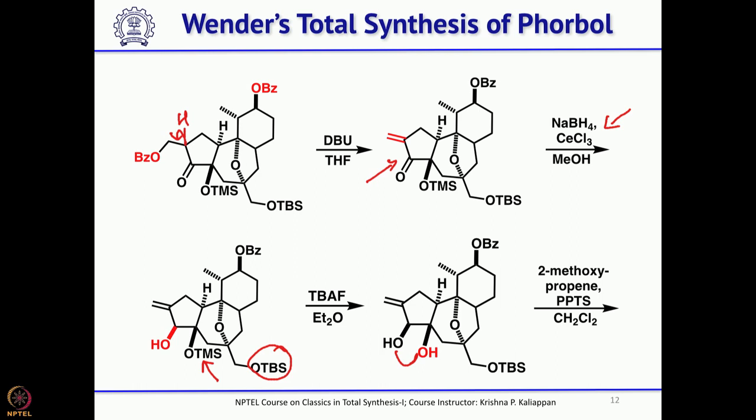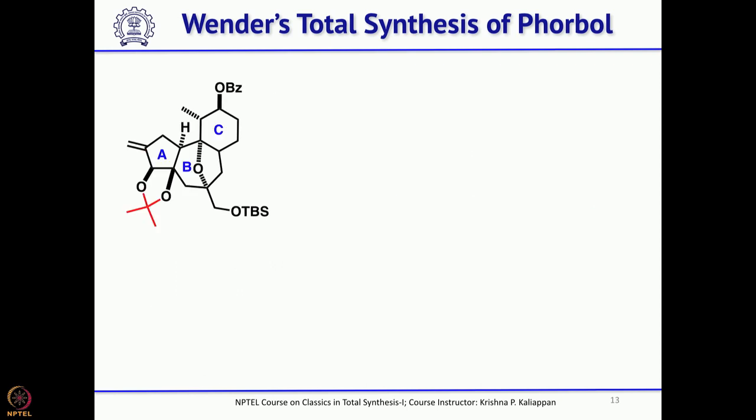So what Wender used was 2-methoxypropene. So 2-methoxypropene is this compound. Treat with 2-methoxypropene in the presence of PPTS, and you protect the 1,2-diol as acetonide. Now from there, what you have to do is reduce the double bond to get the beta methyl, and also the benzoate should be hydrolyzed and oxidized to ketone. So this was done in three steps.